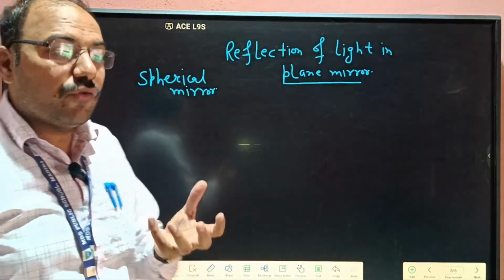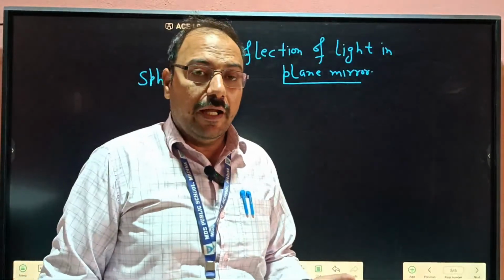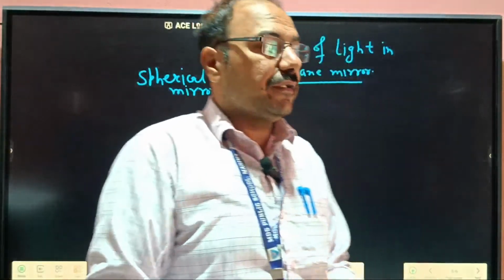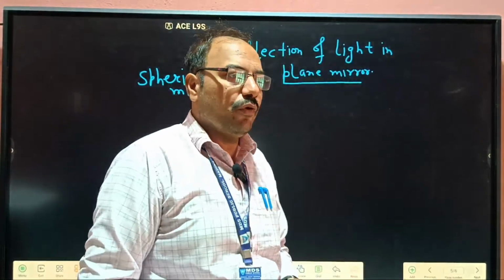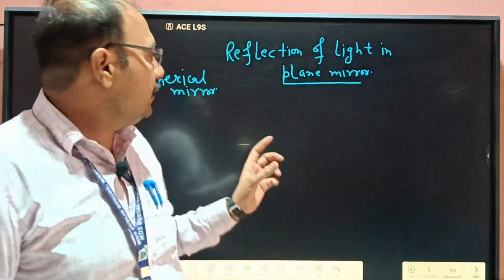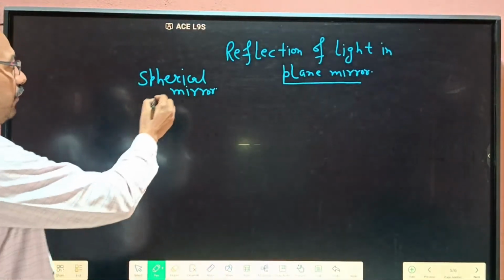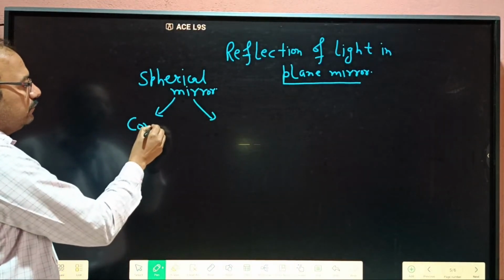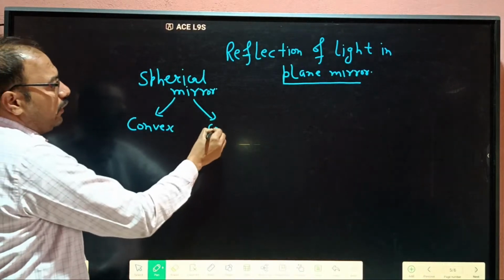If we take a hollow sphere like a plastic ball that is empty inside and cut it into two parts, that acts as a spherical mirror. For example, the spoon we use for food acts like a sphere. Spherical mirrors are of two types: convex and concave.